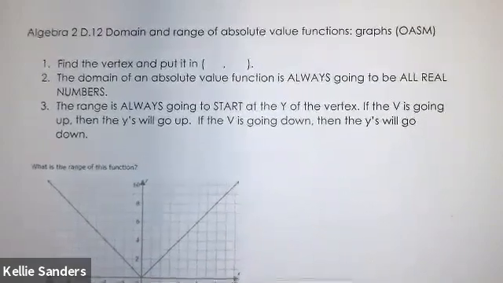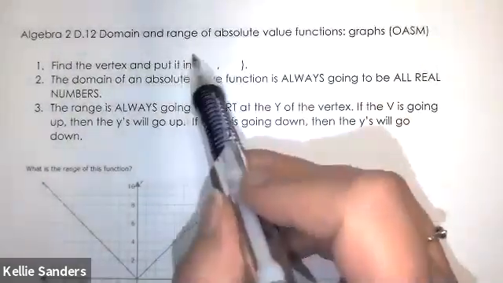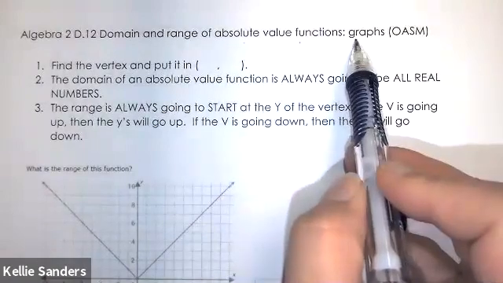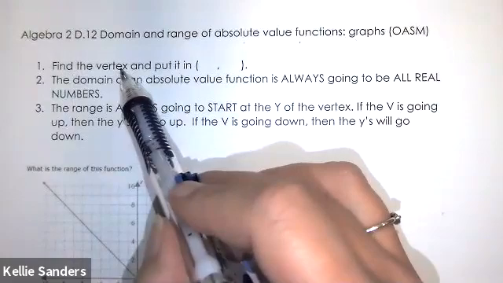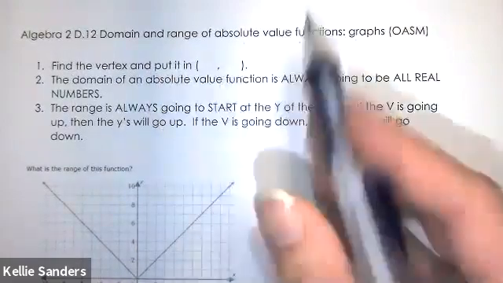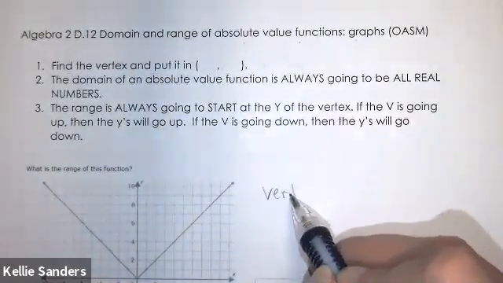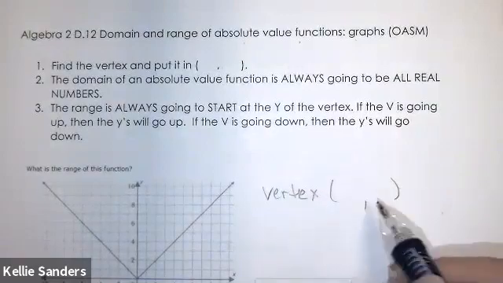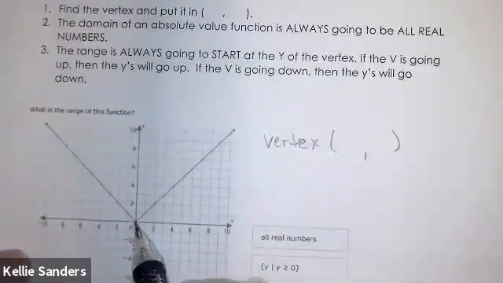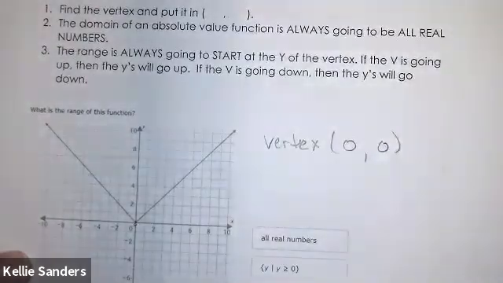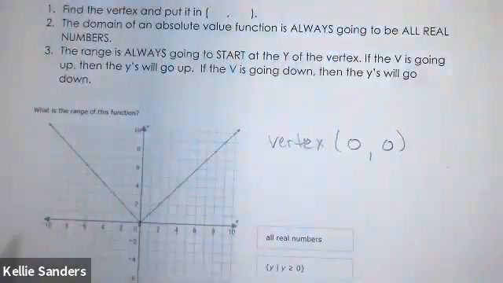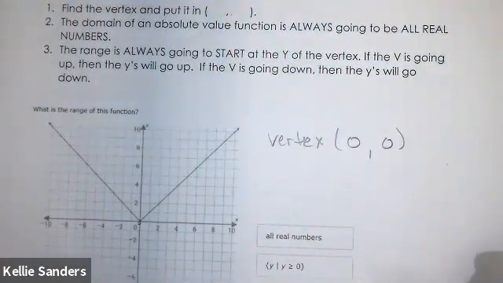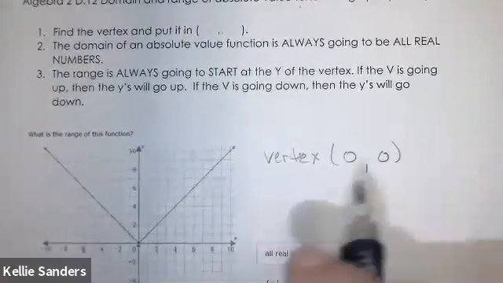Okay, so I try to give you some notes here. Domain and range of absolute value functions, and we're going to have some graphs here. It says find the vertex and put it in this form. So the vertex right here is at 0, 0. If you have an absolute value graph of V, then to be able to find the domain and range, this is what you're going to do.